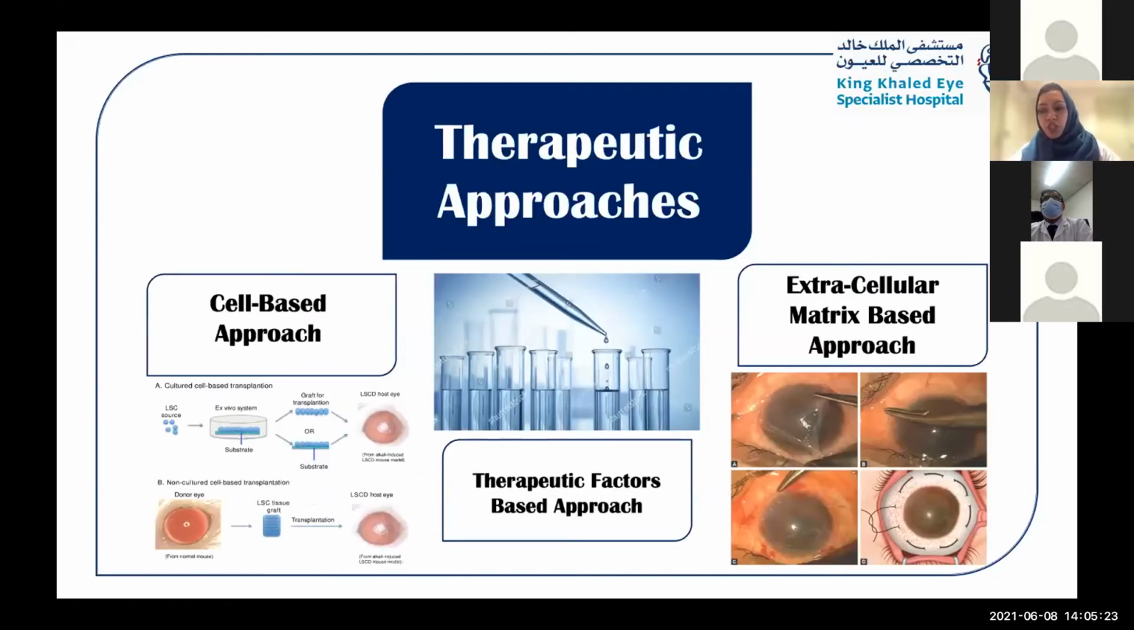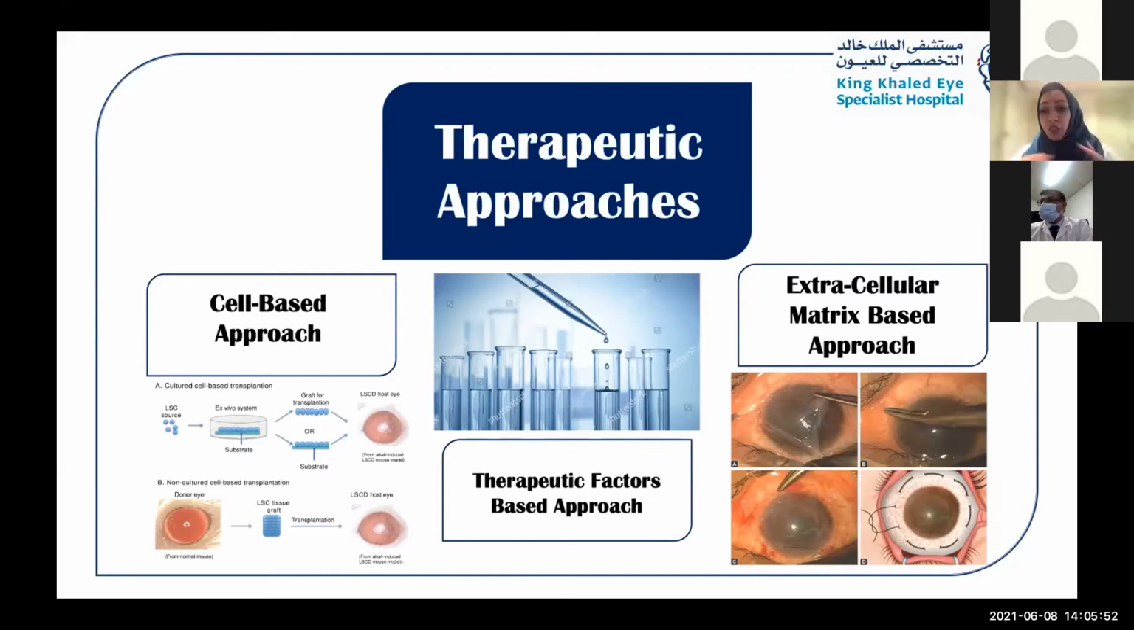Therapeutic approaches, for you to understand the concepts of treating an ocular surface, these are the broad categories that I would like you to understand. First, the cell-based approach. The cell-based approach is where you supply the deficient cells. Like, for example, you have limbal stem cell deficiency, you supply the limbal stem cells. You have mesenchymal cell deficiency, you can also transplant these.